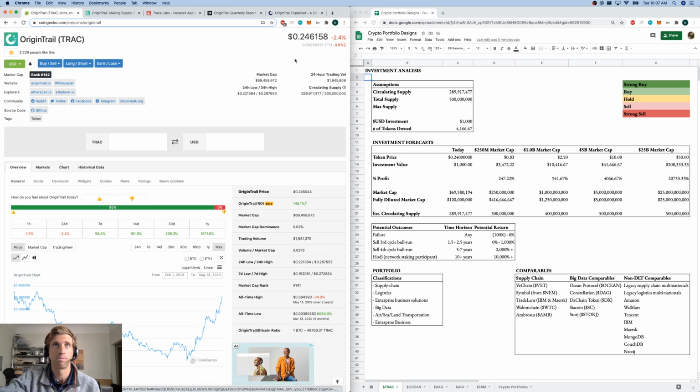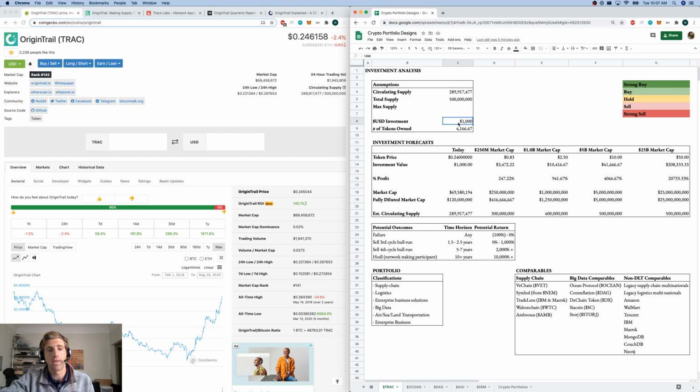Straight over to investment analysis. Let's say we invested $1,000. Based on the 24 cent price today, we'd be getting about 4,000 tokens. That would show us our market caps down here: based on today's price, $69 million market cap, $120 million fully diluted based on the 500 million tokens in total supply. Let's have a look at the token economics real quick.